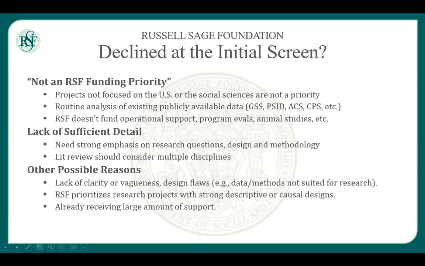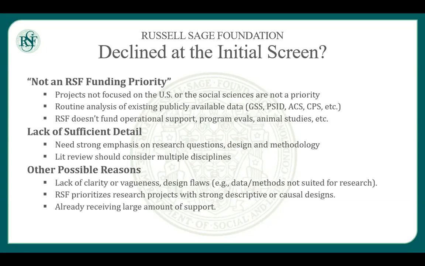All right, so if you are declined at the initial screen or given what's known as a desk reject, there are usually a couple of reasons that we give in our automated email for the reasons why. And I'm just going to give a little bit of context as to what those mean. If it's, for instance, "not an RSF funding priority," it could mean that your project isn't focused on the US or that it's not really focused on the social sciences.